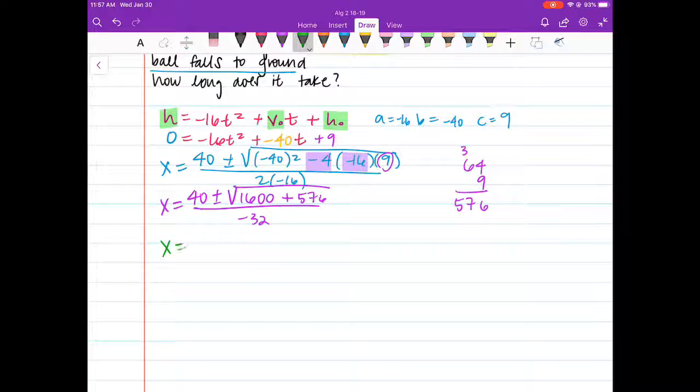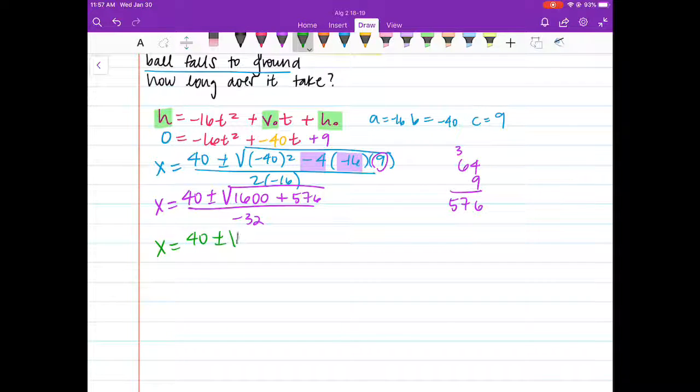And I keep going. x equals 40 plus or minus the square root of, let's see, plus 1600, 576, 2176. This will be fun. All over negative 32. So now, as we're going through and we're solving, don't forget we are technically going to get 2 answers, but we don't want to give 2 answers because our second one won't make sense, right? If we are dealing with time, then we can't have a negative answer. So we would go through, we would solve, and we would get a final answer for our time.